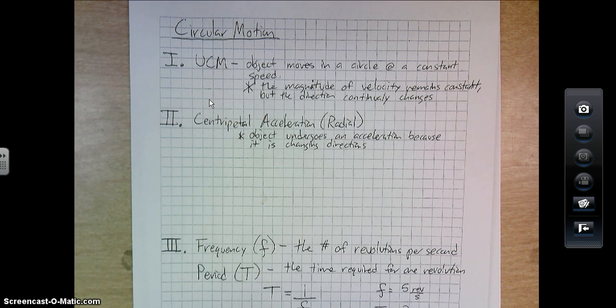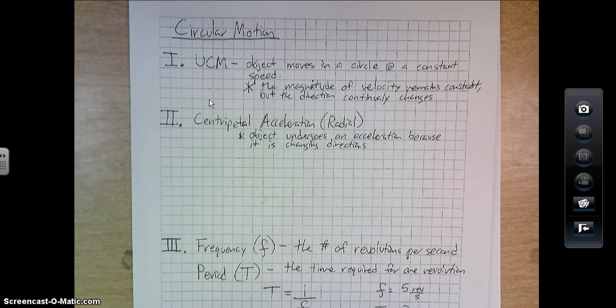And the constant speed part is important because it implies that the magnitude of the velocity remains constant. But if you're traveling in a circle, the biggest thing that happens is you're changing direction. And in uniform circular motion, because you are changing the direction of your speed, that means the velocity itself is not actually constant. Okay, the magnitude of the speed is, but not the direction.